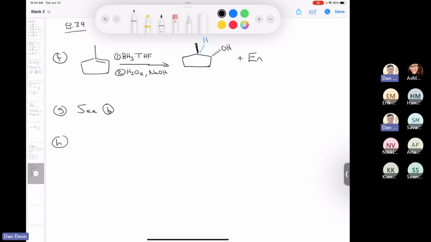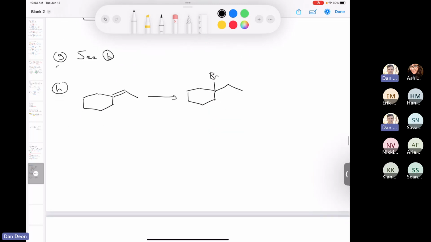So let's try H. So H is where we have an exocyclic alkene. That's when the double bond comes off of the ring. And then we're doing a Markovnikov addition of HBr. And so for that one, we just need HBr and nothing else. So again, this is question 8.39. And so our reagent is going to be HBr.